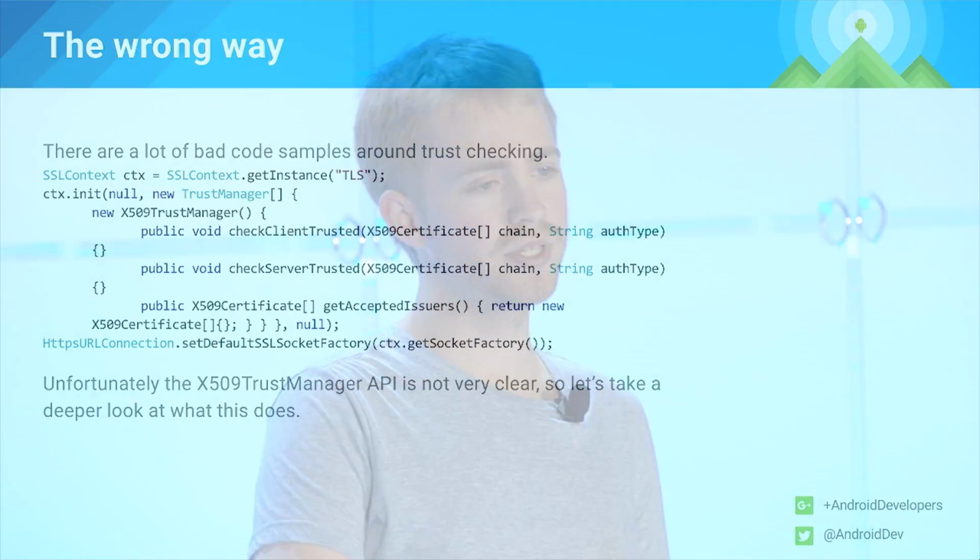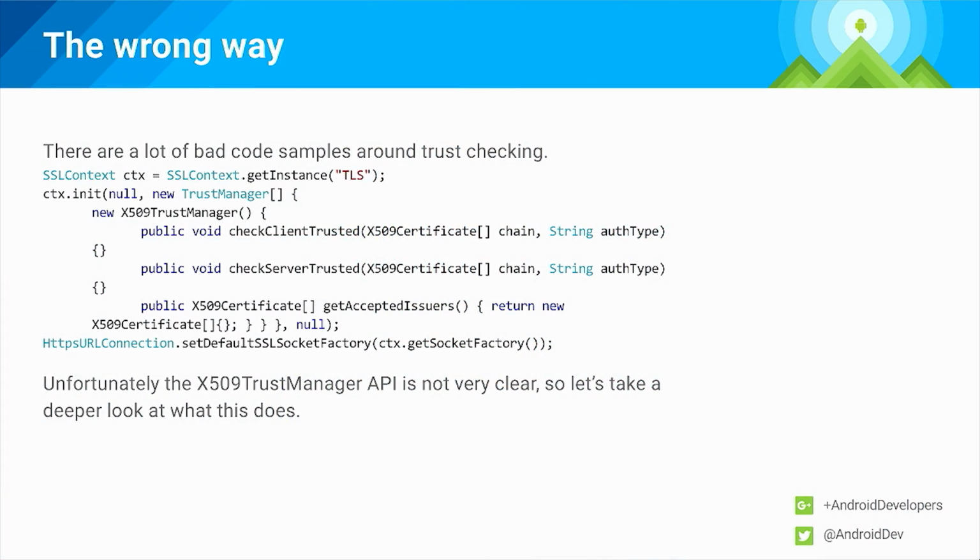But unfortunately, the code that you usually find on the internet when you search for that exact problem is this. And this code isn't the clearest, so it's going to require a little bit of explanation because it's very verbose. So we make an SSL context, not important. We make a new X509 trust manager. And it has these 3 methods: check client trusted, check server trusted, and get accepted issuers. And then we set this as the default socket factory, so it's used for all connections.